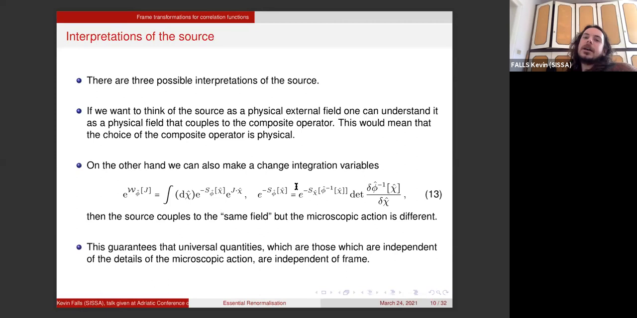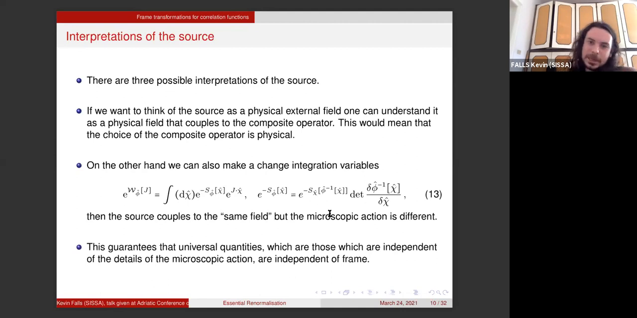but we can also take a different perspective, which is we can also make a change of variables in the measure, so that the J appears now to couple to the same field. But then what will happen is the action itself will transform. So in this way, if we want to think of the J as being coupling to the same field, then we have to think that the action is different.